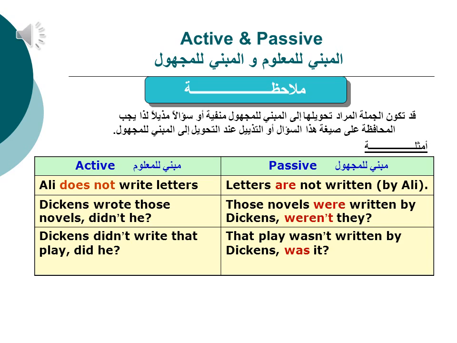Examples: active. Ali does not write letters. Passive. Letters are not written by Ali. Next one. Dickens wrote those novels, didn't he? Those novels were written by Dickens, weren't they? Dickens did not write that play, did he? Passive. That play wasn't written by Dickens, was it?